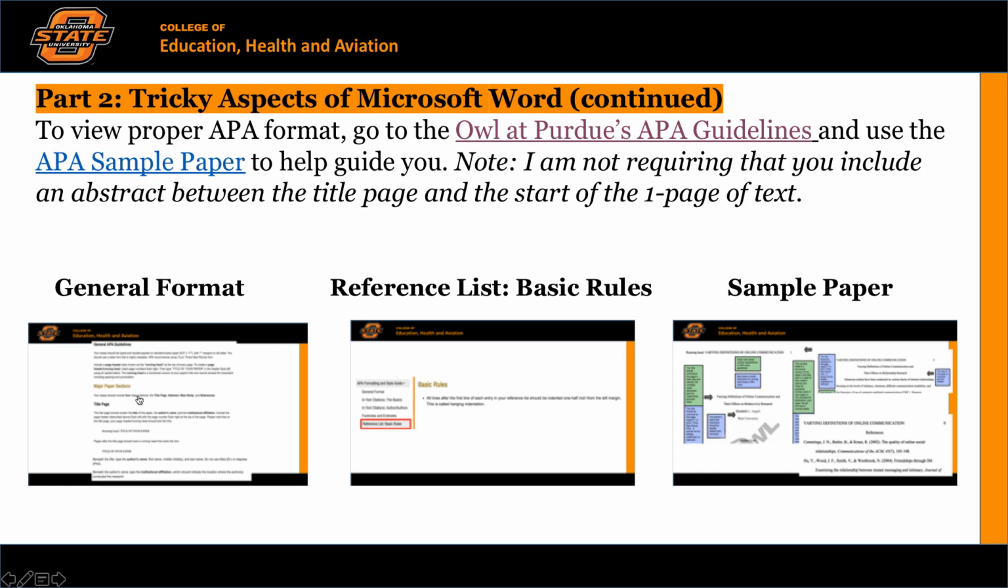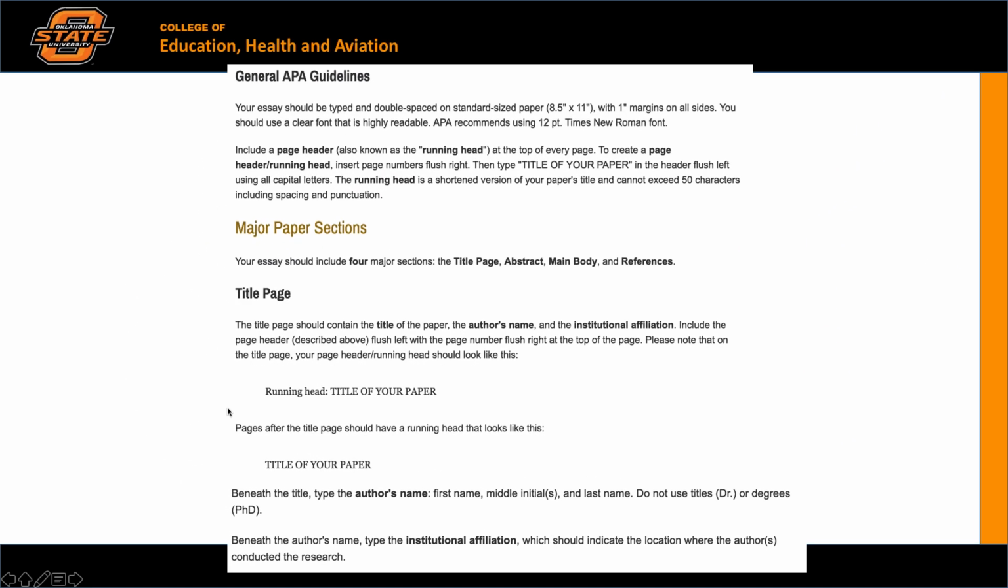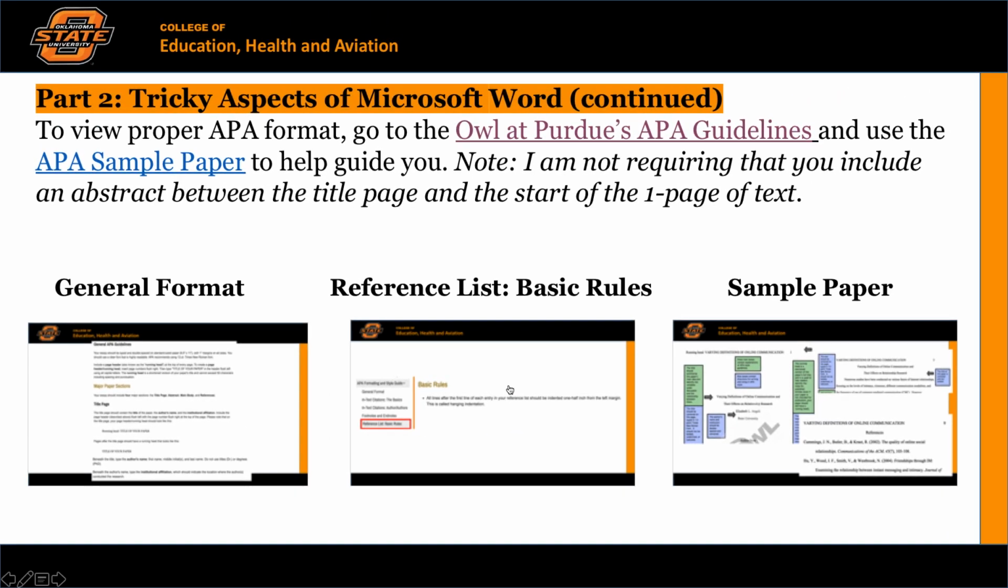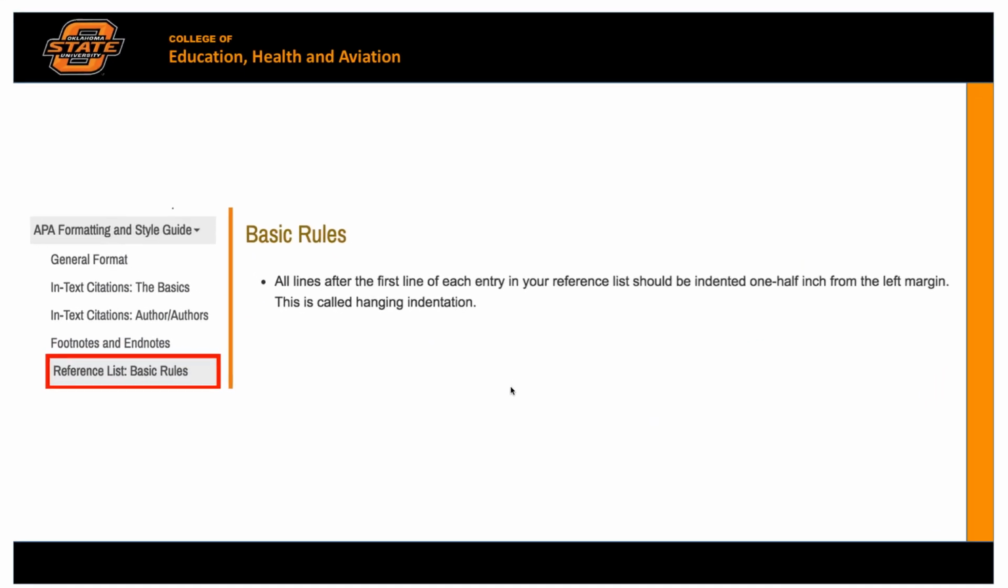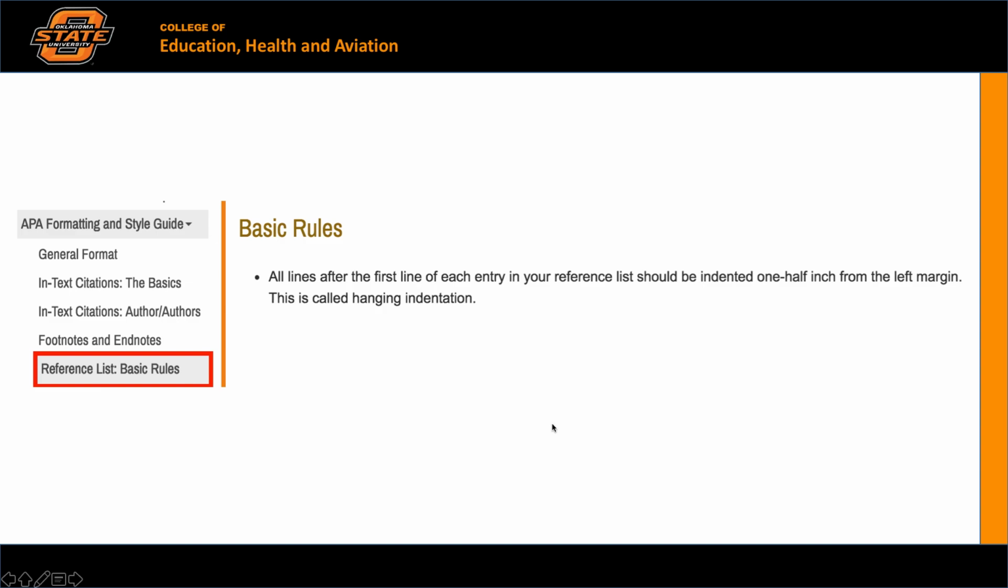So first is the general format page of the APA guidelines. And this is kind of what's in that page. And you'll need to review the instructions for the title page and the running head, which has a different first page header. And you'll also want to look at the reference list basic rules section. However, you'll only really need the first bullet under basic rules, which is about the hanging indent.